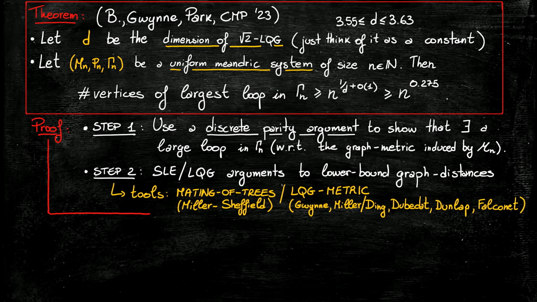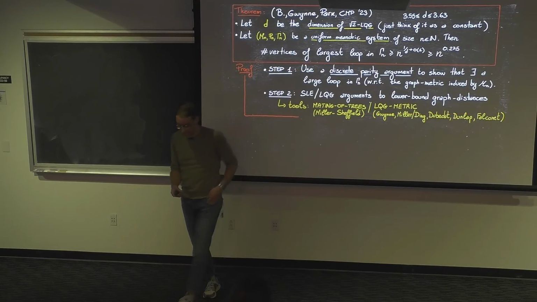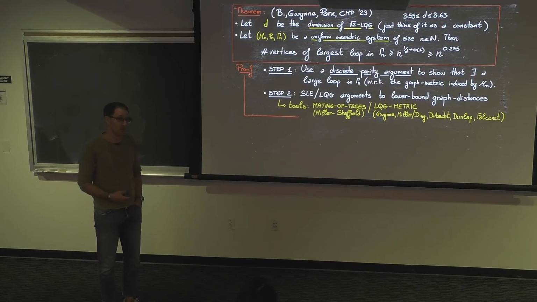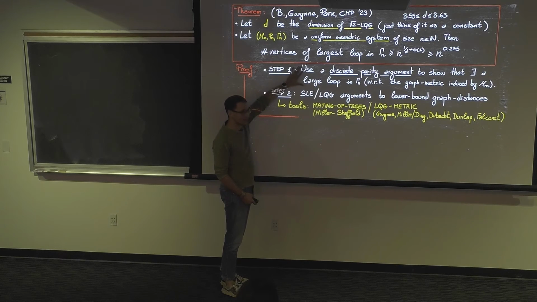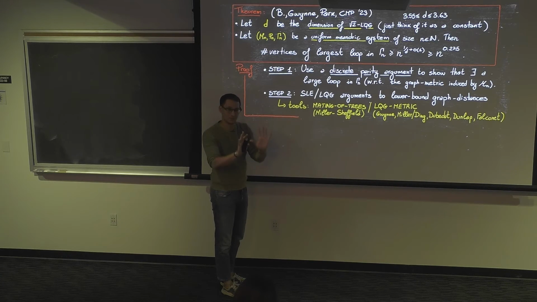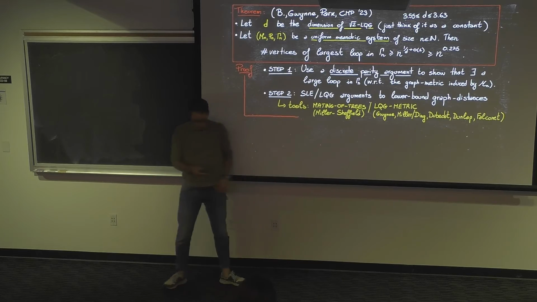But in the second step, we use two big tools. One is the mating of trees of Scott and Jason, and the second one is the recent construction of the LQG metric. So I would say this is elementary but tricky, and this is using very big tools. But if you know the tools, it's quite automatic once you have this first step.